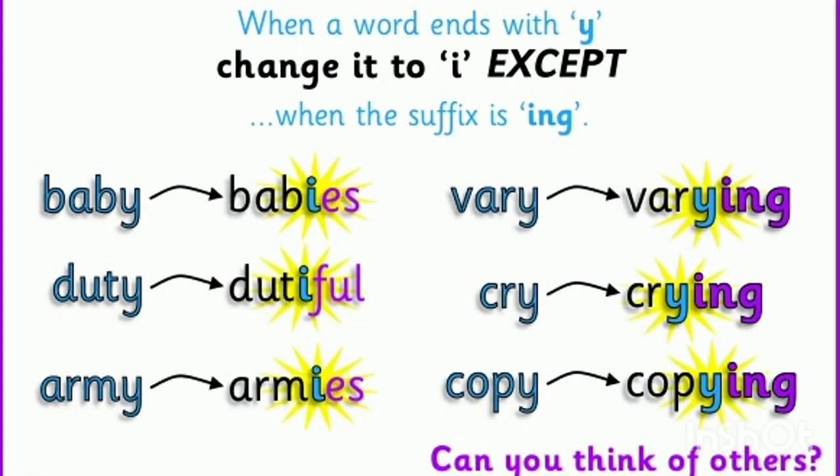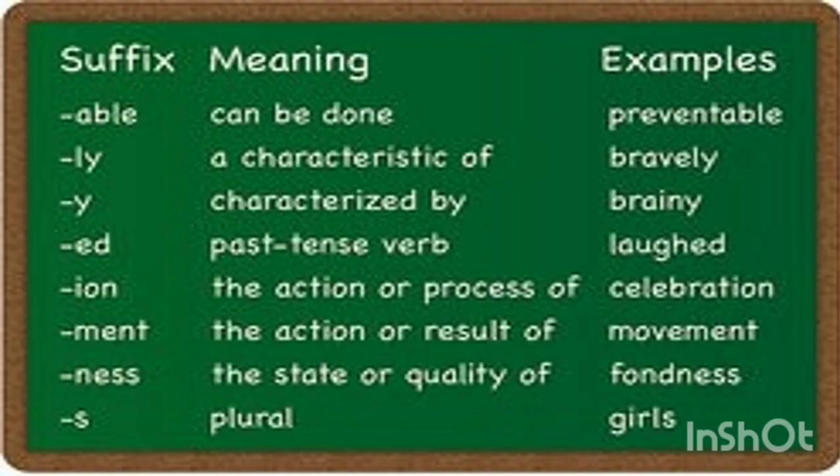Cry, crying, copy, copying. So let's have a small recap of suffixes. Able, meaning can be done, example preventable. Ly, meaning a characteristic of, example bravely. Y, meaning characterized by, example brainy.